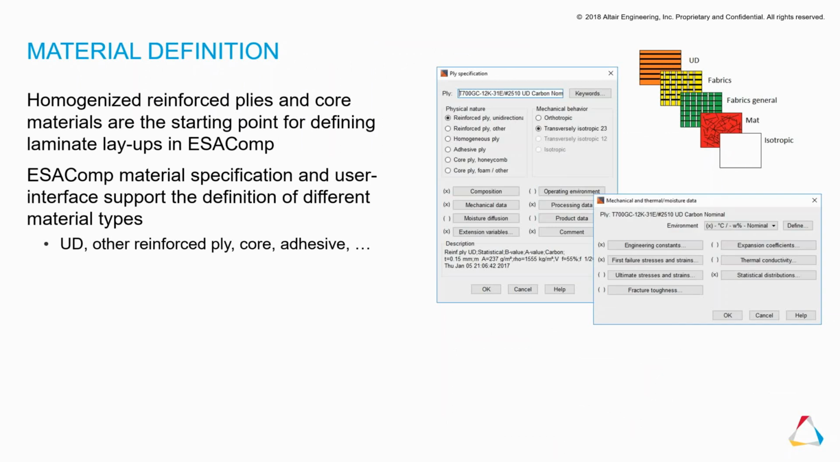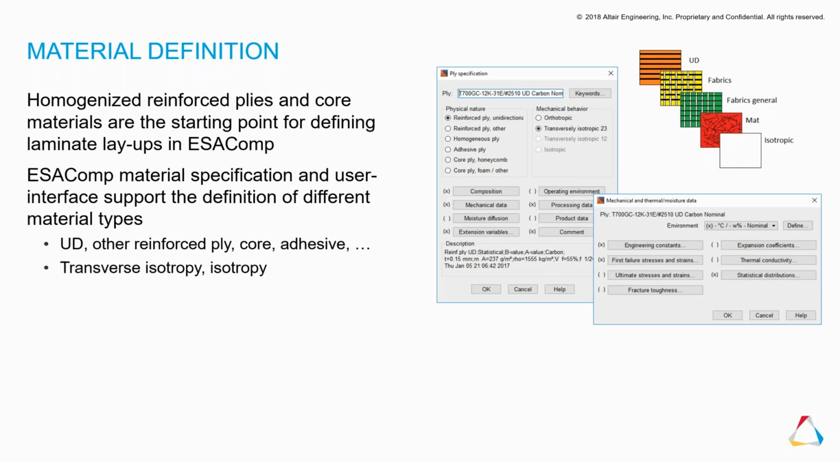So starting to define material properties from scratch, the ESACOMP user interface guides you by first selecting which kind of material you're defining, if it's a reinforced ply made of unidirectional fibers, or maybe other kind of reinforced ply, or adhesive, core ply, or so on. And based on this selection, then the user interface will guide you to define the material properties that are relevant to this particular material.